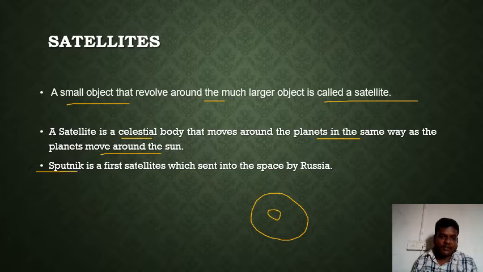And Sputnik is the first satellite sent into space by Russia. This is the first man-made satellite put in orbit in space by Russia. I hope this point is clear to you.